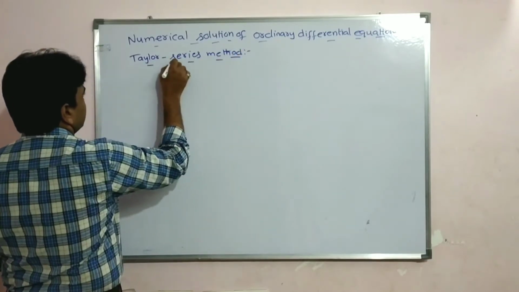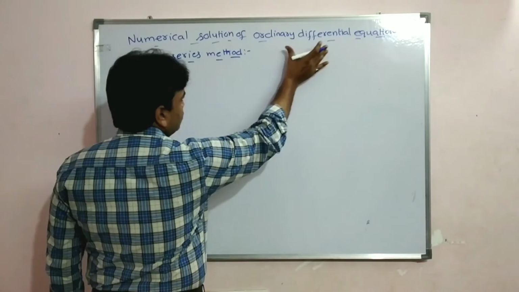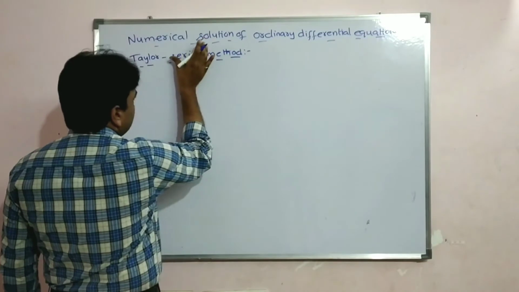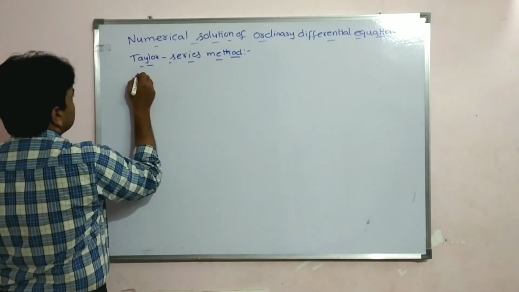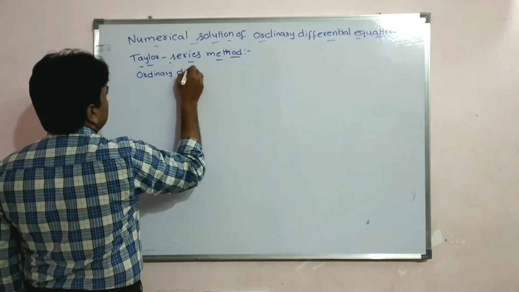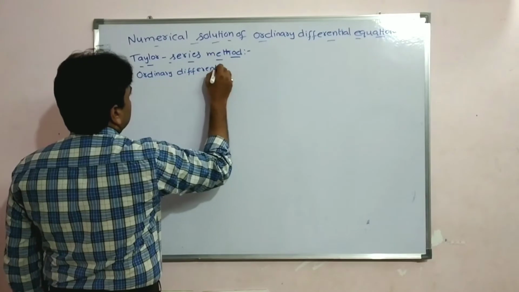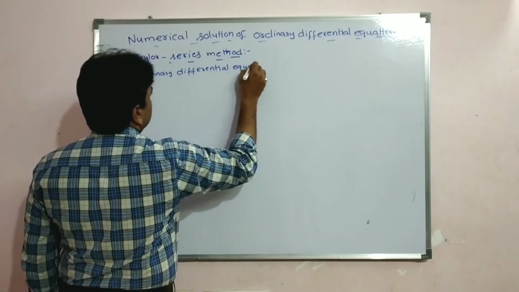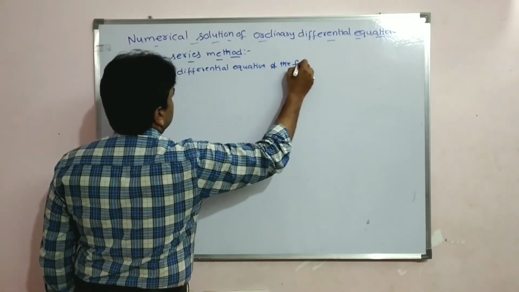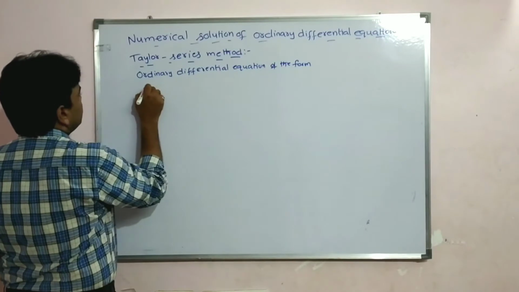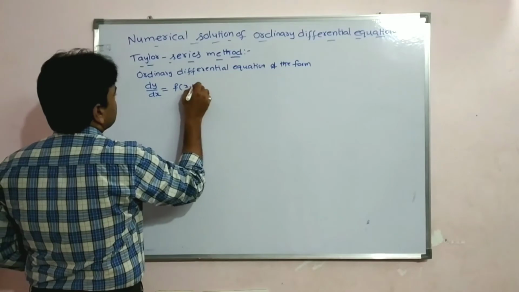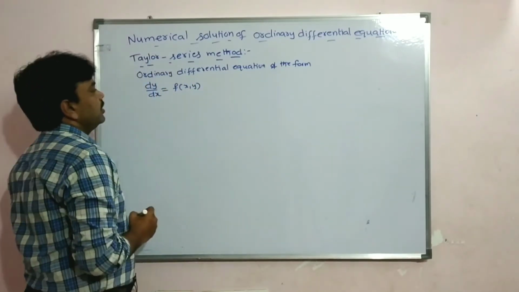Taylor series method. I already told you, this is an ordinary differential equation. We are finding the solution by applying numerical techniques. So the ordinary differential equation of the form dy by dx is equal to f of x comma y.